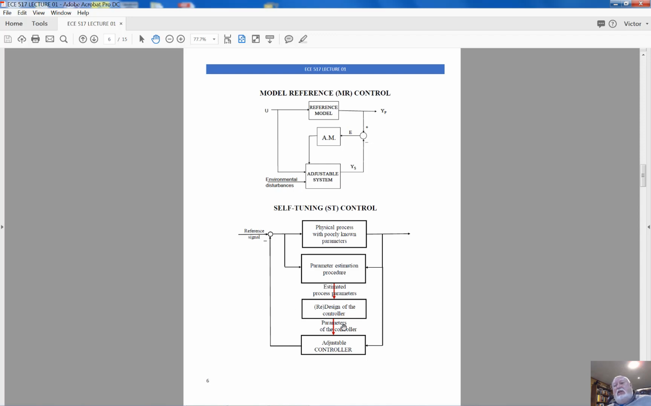And then when controller is redesigned, parameters of the controller are supplied to the controller of the system, and we have regular control loop that operates. The point is this: parameter estimation procedure may work on the continuous basis. Parameters of the system may change, and therefore we have to be engaged in ongoing redesign of the controller process, and adjustable controller will have tunable parameters.